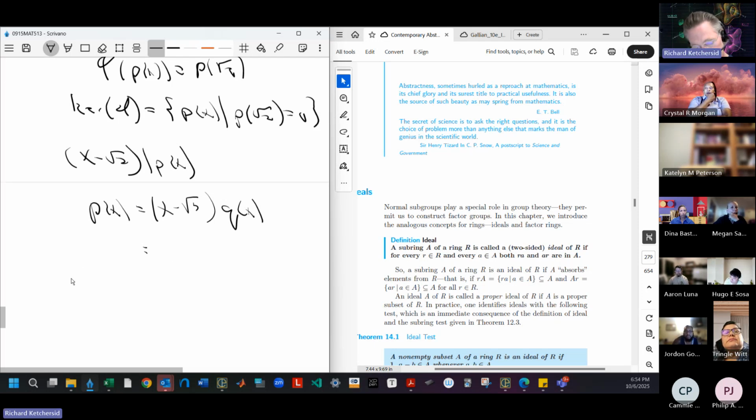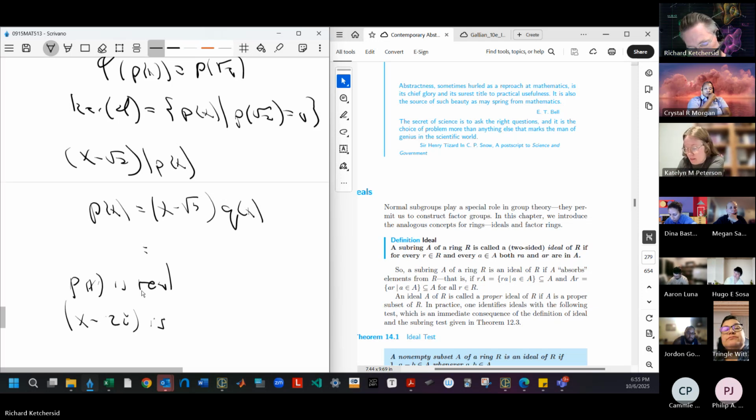You teach this in this form. If p of x is a real polynomial, with real coefficients, and x minus 2i is a root, or in fact any complex number, but I'll just say 2i is a root. What does another root have to be? Another complex root, x plus 2i. x plus 2i has to be another root, right?